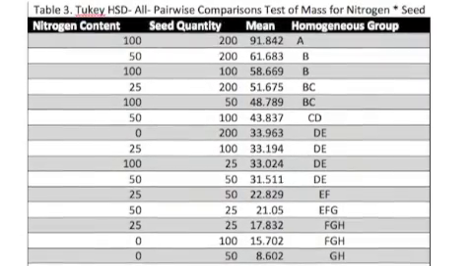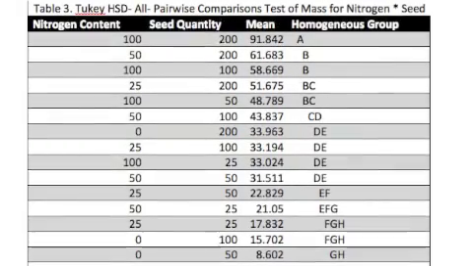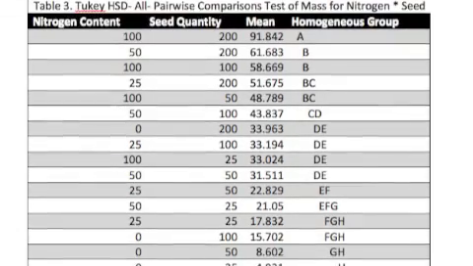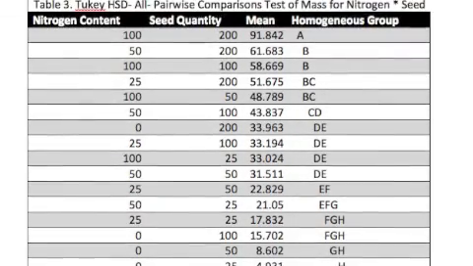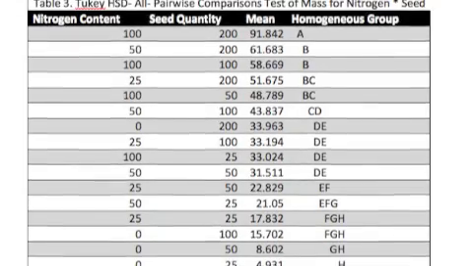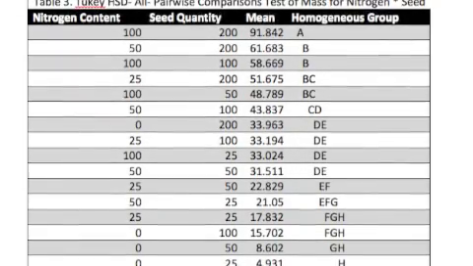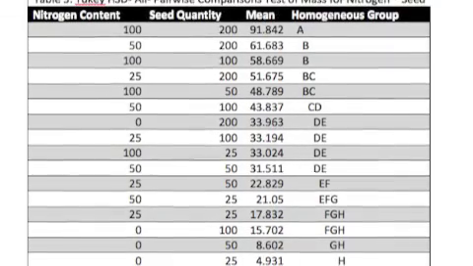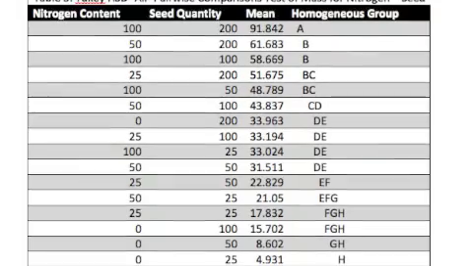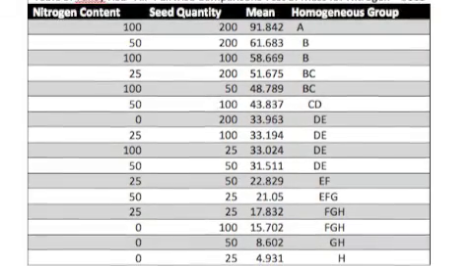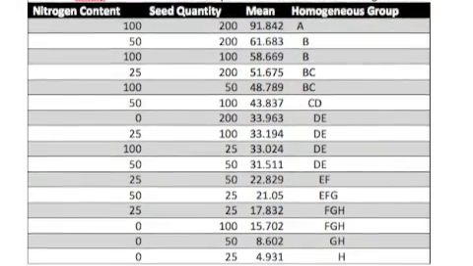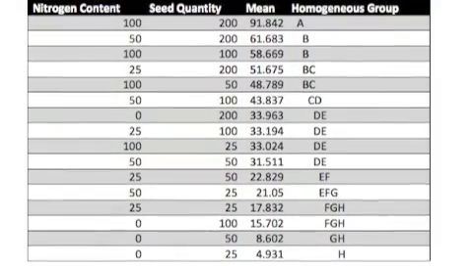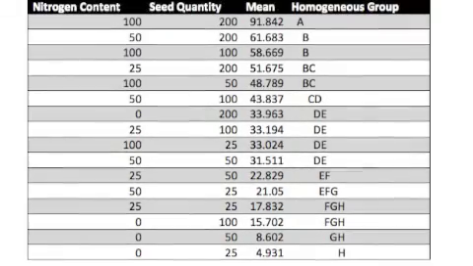Table 3 displays the Tukey HSD, a pairwise comparison test of mass for nitrogen and seed variables. This test separates homogeneous groups by applying letters to indicate significant differences. If lines share one or more letters, then there is no significant difference, while if the lines display different letters, they are significantly different. For instance, we see that there is a significant difference between the test with 1 gram of nitrogen and 200 seeds applied compared to all other tests.